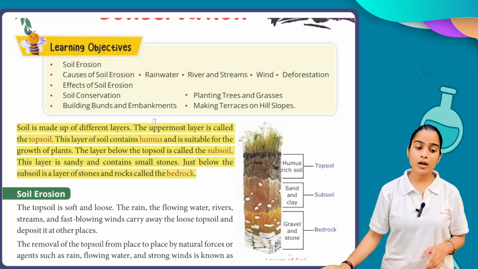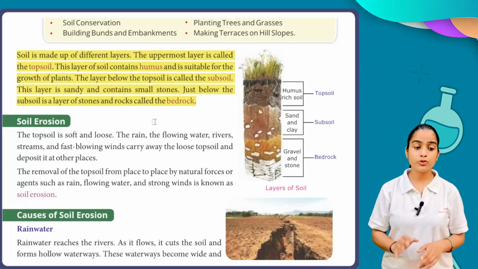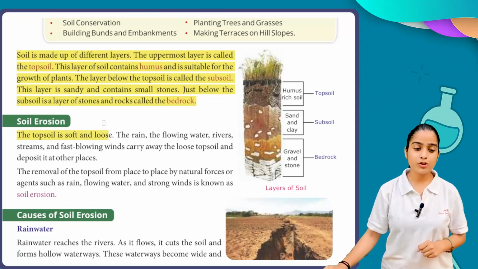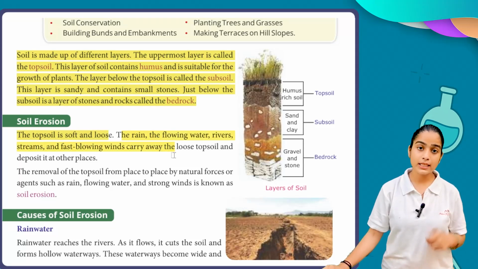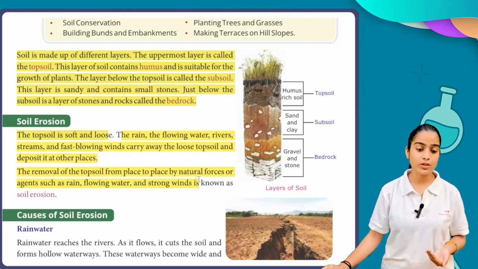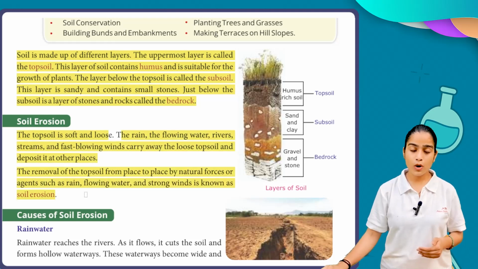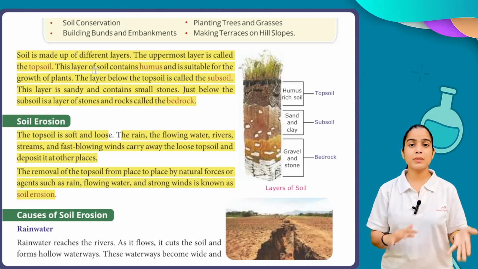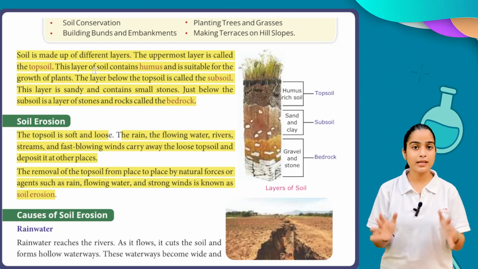Now we are going to learn about soil erosion. Soil erosion means the breakdown, basically the wastage of soil, we can say. The topsoil is soft and loose. The rain, flowing water, rivers, streams and fast blowing winds carry away the loose topsoil and deposit it at other places. The removal of the topsoil from place to place by natural forces or agents such as rain, flowing water and strong winds is known as soil erosion. So we understand that when the topsoil changes its place by natural forces, that is referred to as soil erosion.